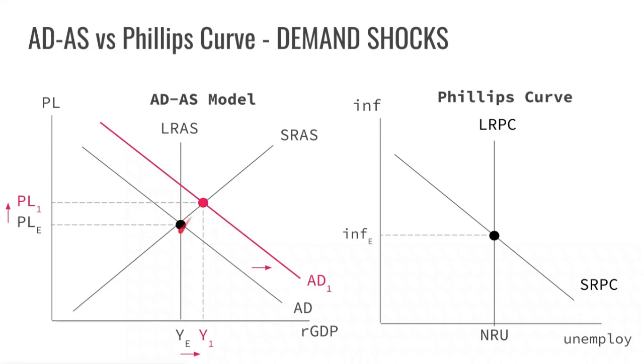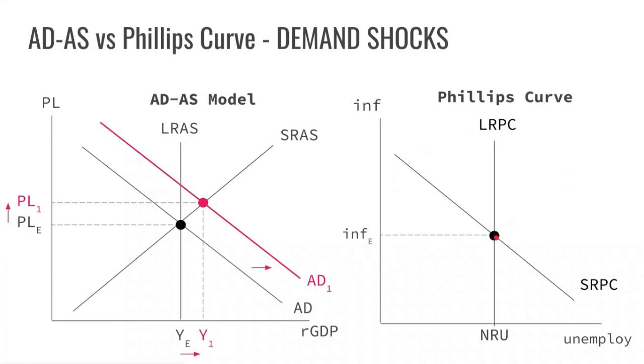So what's this going to say about our Phillips curve? Our price levels are increasing, so our inflation has increased, and then our GDP has increased. So our production has increased, our amount of workers has increased, so our unemployment has actually decreased. So on this Phillips curve model, how are we going to model this shift?